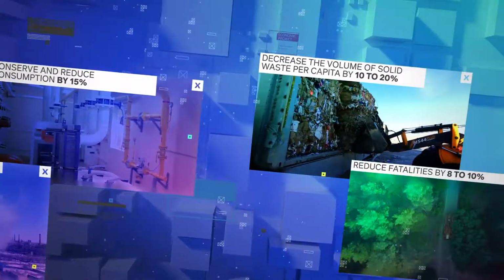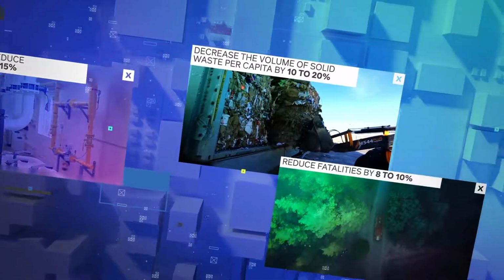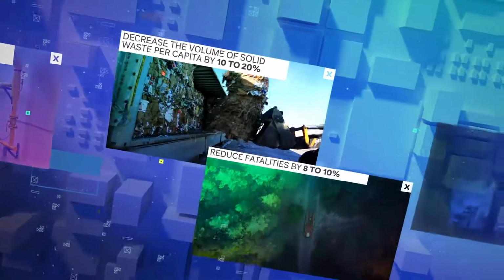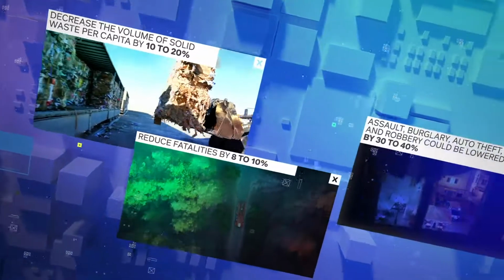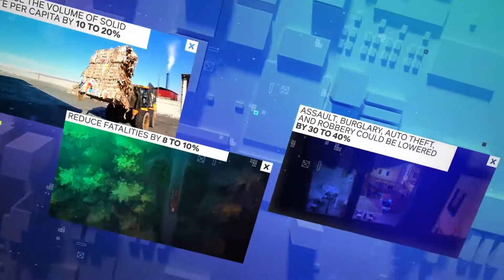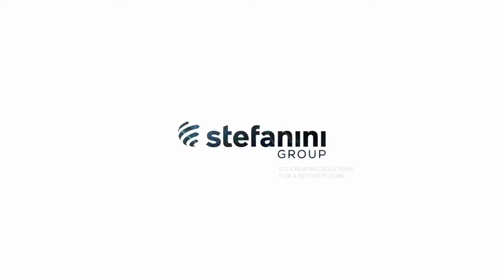Applications can decrease the volume of solid waste per capita by 10 to 20%. Deploying public safety applications could reduce fatalities by 8 to 10%, and incidents of assault, burglary, auto theft, and robbery could be lowered by 30 to 40%. The future is here.